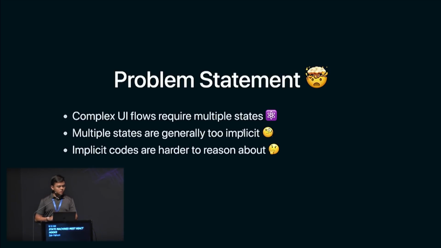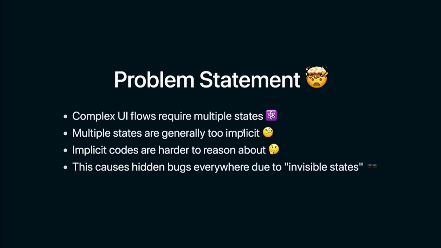Yep. So those implicit states, for me, it's harder to reason about. That's why bugs keep showing up on production due to these invisible states. So I thought that I covered all the states, but apparently there's some other combination of states that is not covered yet and is appearing in production. So yeah, let's try using state machines to solve this problem.